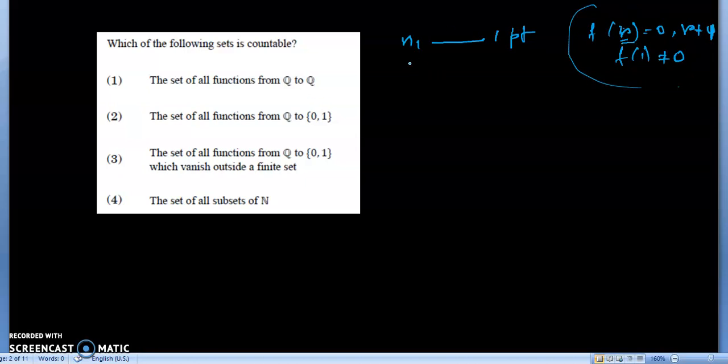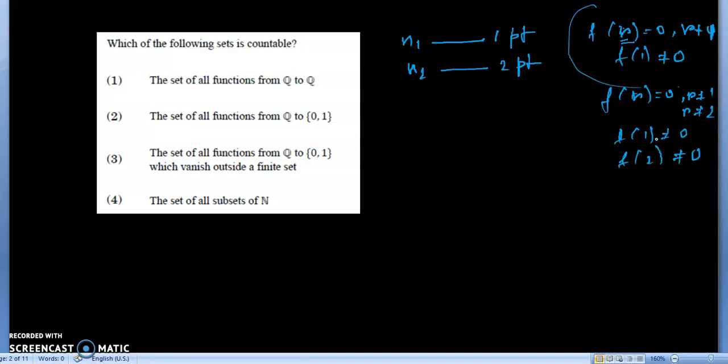Now take N2, the set of all functions which are non-zero at only two points. Take a function f where f(r) is 0 for r not equal to 1 and r not equal to 2, and f(1) is not 0 and f(2) is not 0. Again, since this is over the rational numbers, easily we can say this is also countable. So N_k is the set of all functions which are non-zero at k points. Each is countable.